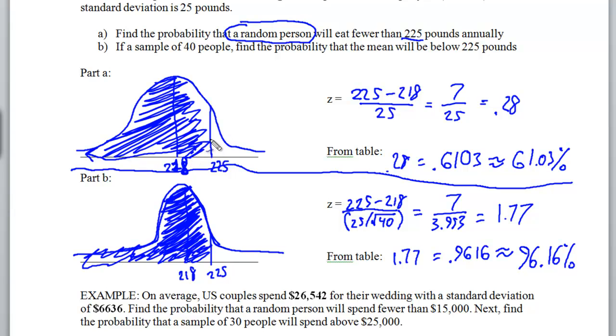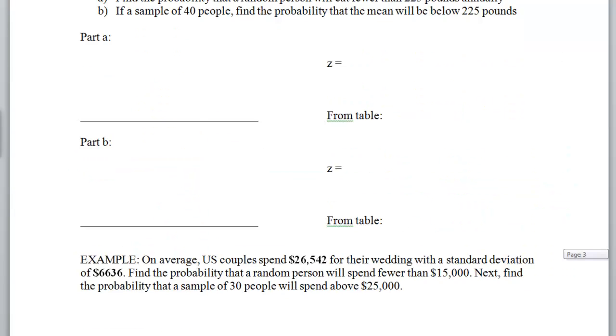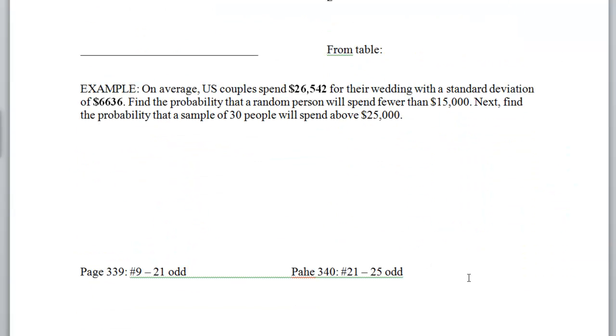All right, to end the worksheet here, we're going to go to the very bottom and take a look at this question. We're going back to the wedding problem. The average U.S. couples spend this much for their wedding, so this is going to be my average, and this is going to be my standard deviation. Find the probability that a random person will spend less than $15,000.